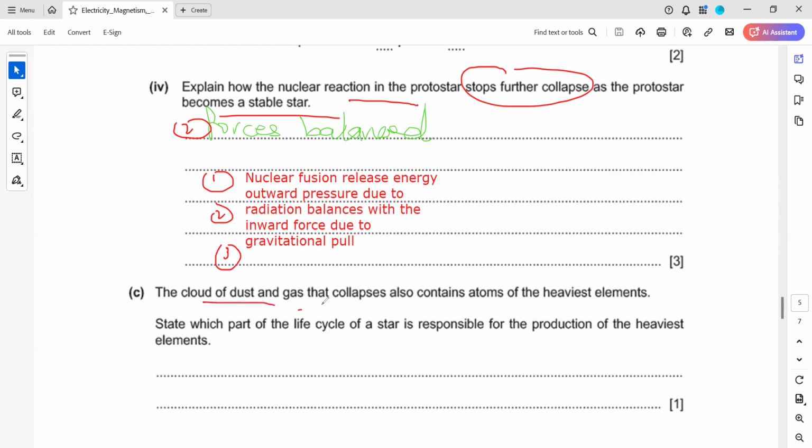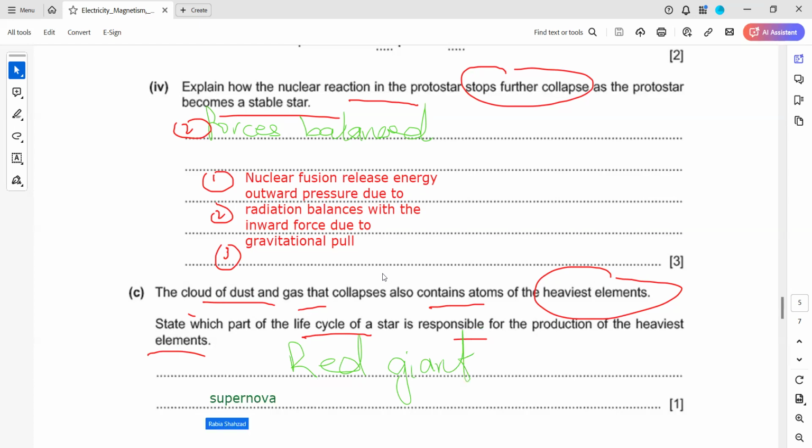The cloud of dust and gas then collapses and also contains atoms of the heaviest elements. State which part of the life cycle of a star is responsible for the production of the heaviest elements. The heaviest elements are produced in the supernova. Actually, you have to use the term supernova rather than red giant, because a supernova is the stage which produces the heaviest elements.